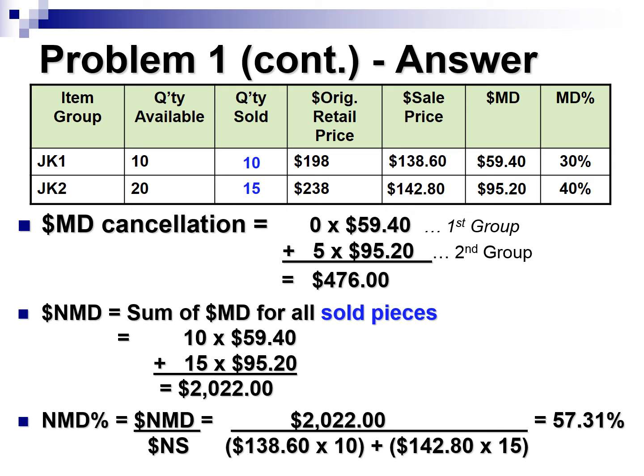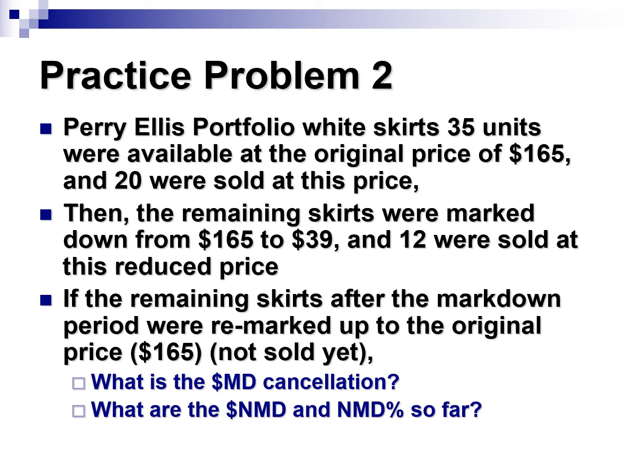The second group, we've sold 15 items at the price of 142.8 with the sale price. So that would be the net sales of the second group, and you combine them together, that will be the total net sales from these two groups of items. Okay, so as a result, our net markdown percent was 57.31%. So how was that? Net markdown calculation can get a little bit complex, right? But it's definitely doable. Well, let's practice one more time with the second problem.